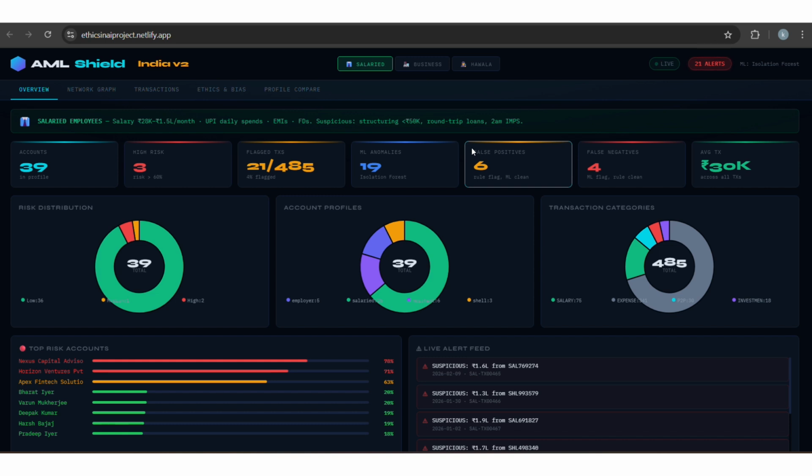The dashboard is hosted on Netlify. I am currently on the salaried employee profile. The profile banner at the top describes the behavior baseline for this archetype.